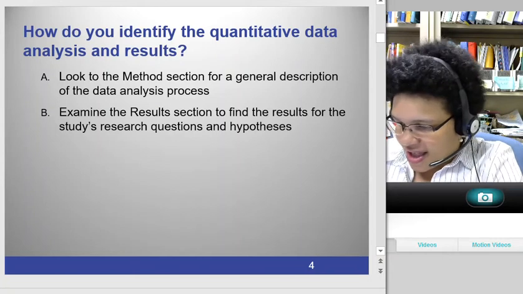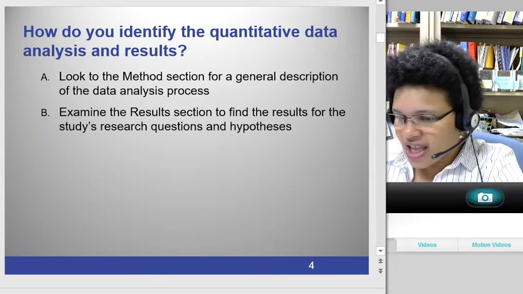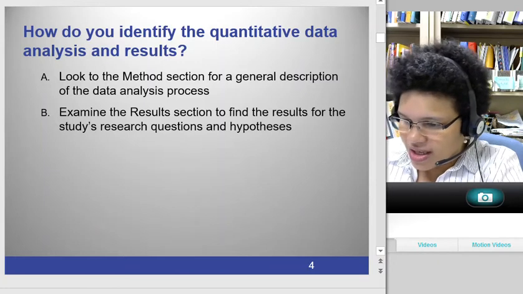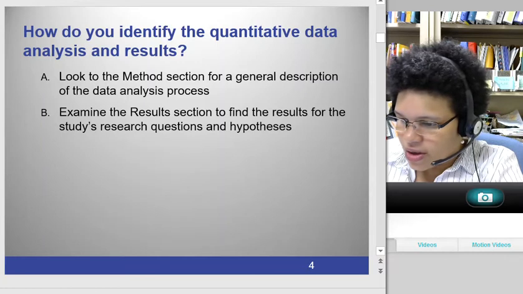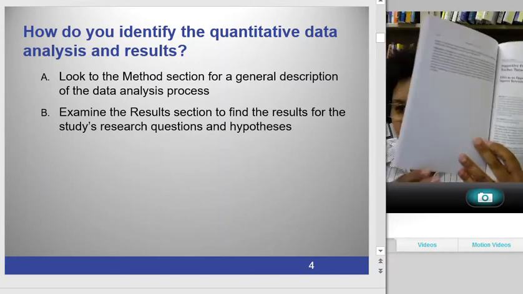Okay. So you're going to look to identify the quantitative data analysis and results. You're going to look in the, where am I? I should have marked that page. Oh, I know. Here we go. Okay. So you're going to flip through.